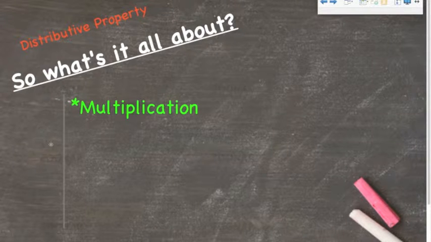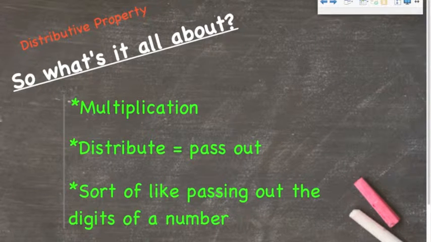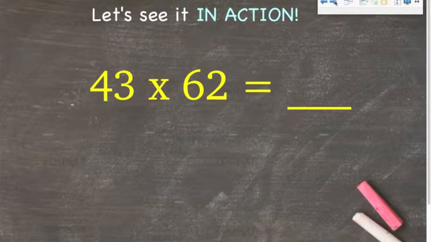The next thing I'm thinking about is that root word, to distribute. When I distribute something, it's sort of like I'm passing it out. I like to think about when we pass out papers in class. You're distributing them to the people who need it, or you're passing them out. So basically, when I think about using the distributive property, what I'm really doing is passing out the digits of a number, which we'll get into as we go along here on this helpful hint. So let's see what it looks like in action.